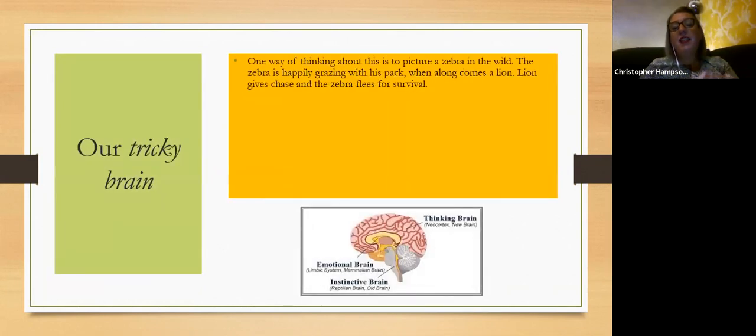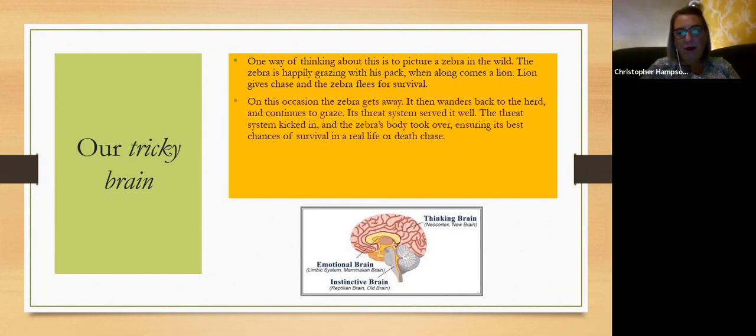One way of thinking about this is to picture a zebra in the wild. The zebra is happily gazing with his pack when along comes a lion. The lion gives chase and the zebra flees for survival. On this occasion, the zebra gets away. It then wanders back to the herd and continues to graze. Its threat system served it well.